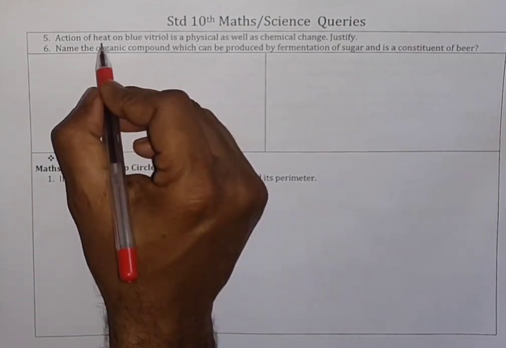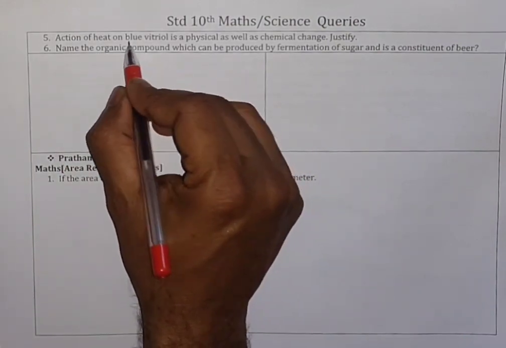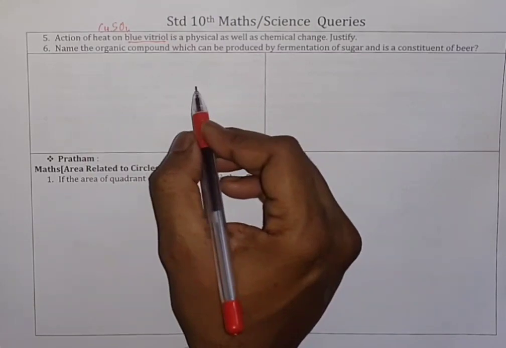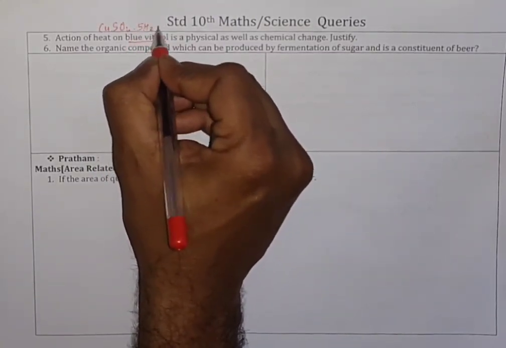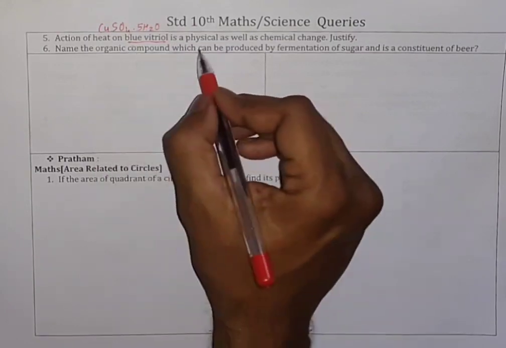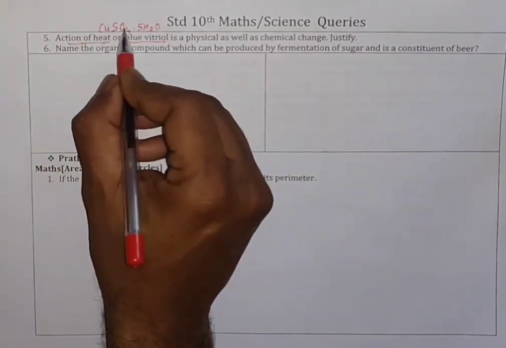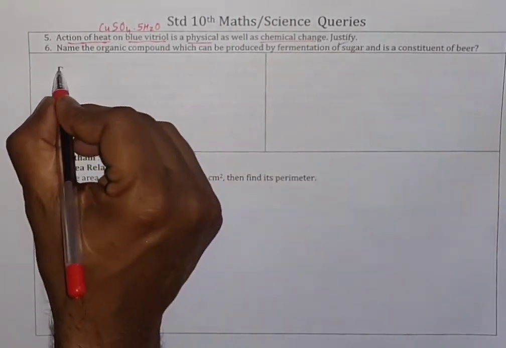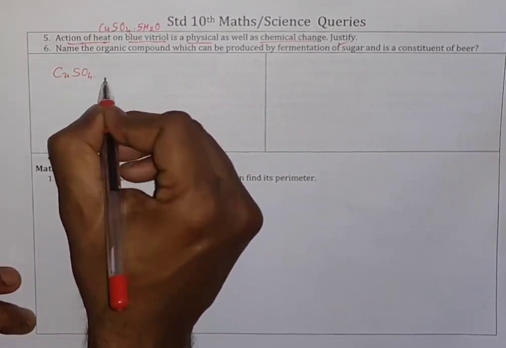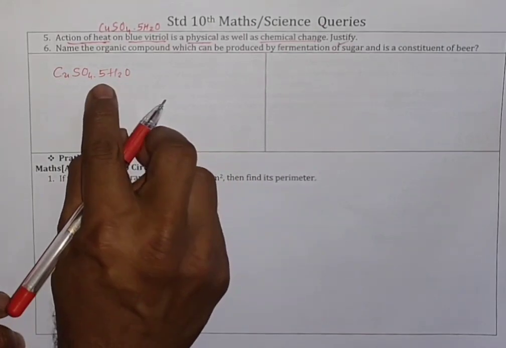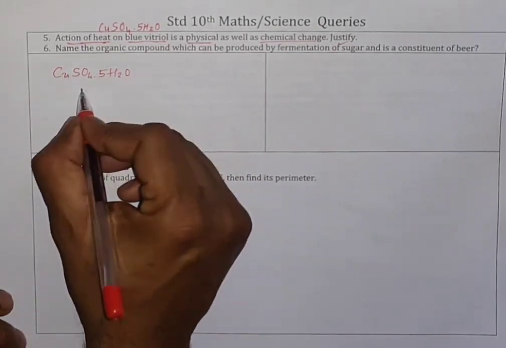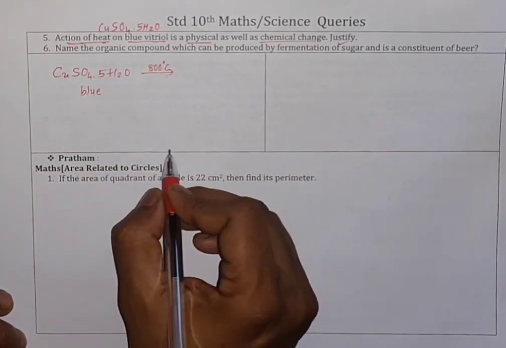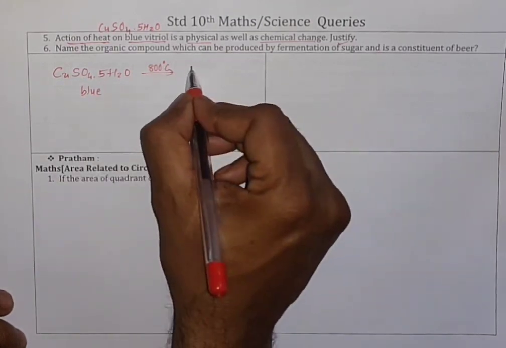Let's see: action of heat on blue vitriol. Blue vitriol is copper sulfate, and it is blue in color with 5 molecules of water. Alright? Okay. So action of heat, when you heat this, it is a physical change as well as a chemical change. Justify. Children, this copper sulfate dot 5H2O, pentahydrated copper sulfate, it is blue in color. When you heat it up to 800 degrees Celsius temperature, these water molecules are gone.